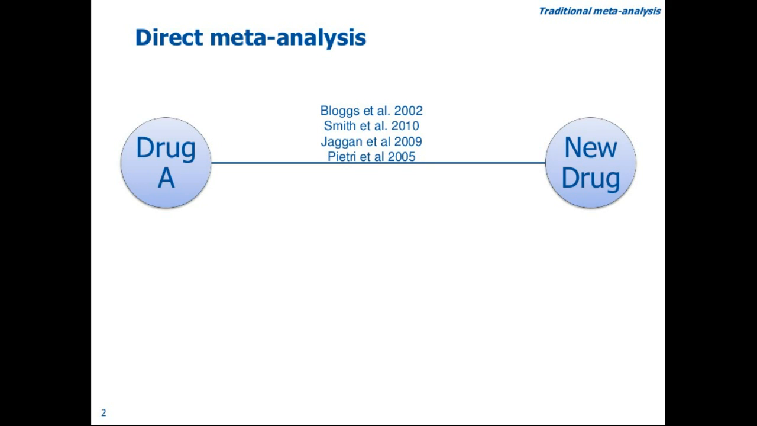So if we start off with a direct meta-analysis here, this is a sort of traditional situation that you might come across. You have two treatments, in this case drug A and a new drug, and you want to compare them directly. You have several trials, WinBUGS et al., Smith et al., Jagan et al., Pietri et al. In our example here, you want to in some way aggregate the evidence from those different trials into one summary analysis. In the example I'm using today, we've got 4 studies and we're interested in a continuous outcome.